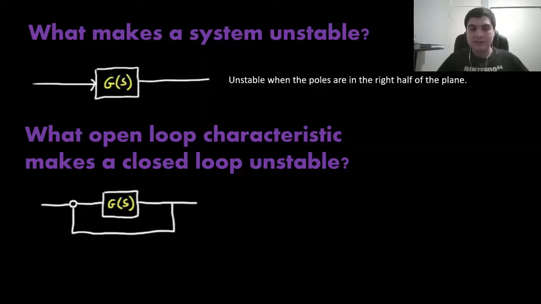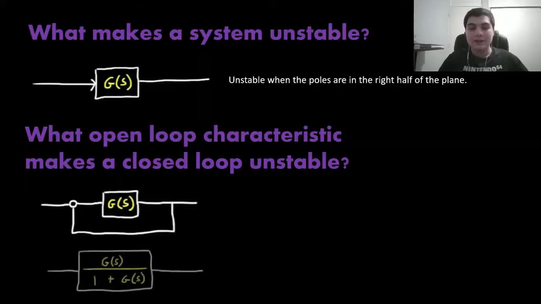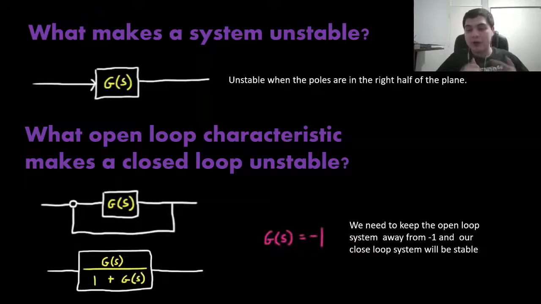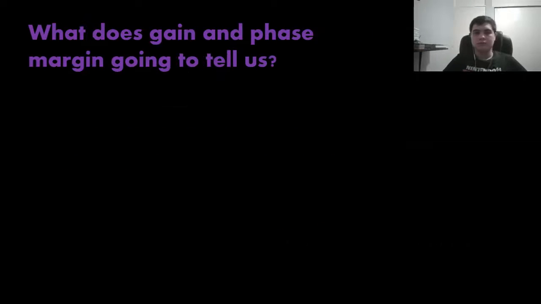So let's consider the same open loop transfer function and let's close it with unitary feedback. The new transfer function is going to be G(s) divided by 1 plus G(s). In order for this system to be unstable, we need this bottom half of the function to be 0. So by that we get that G(s) needs to be minus 1 in order for this system to be unstable. So we need to keep the open loop system away from minus 1 and our closed loop system will be stable. So what are the gain and phase margin going to tell us?